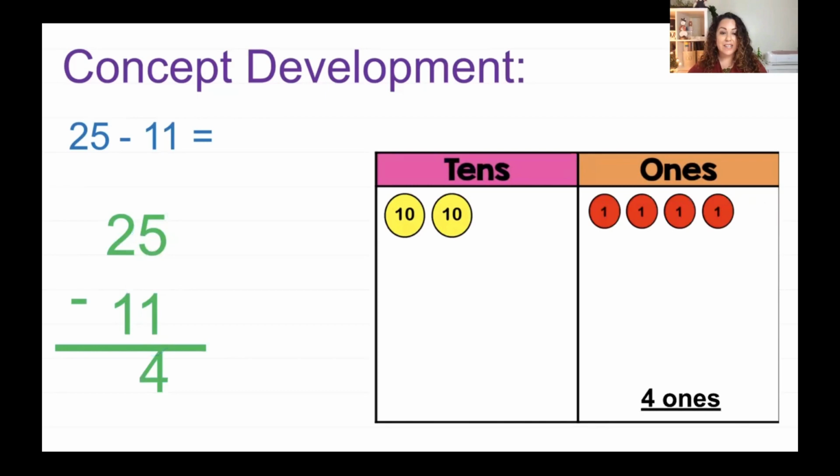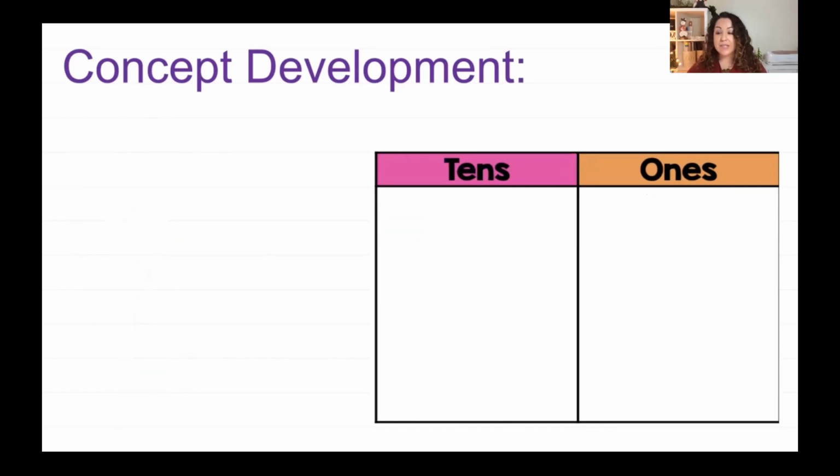Now let's look at our tens. I have 2 tens, take away 1 ten. So let's take away that ten, and I'm left with 1 ten. So let's check out another problem where it's not that easy. So I have 22 take away 13. And when I have 22 take away 13, I'm going to take it from a horizontal problem to a vertical problem.